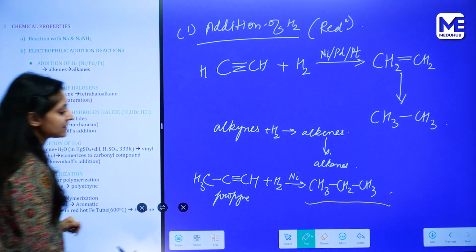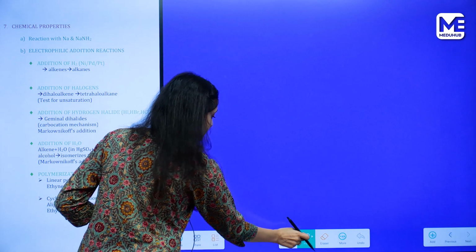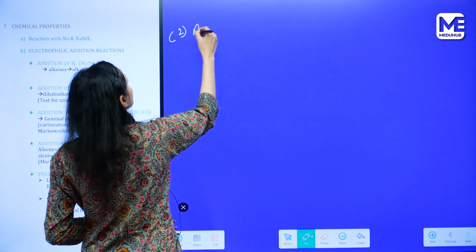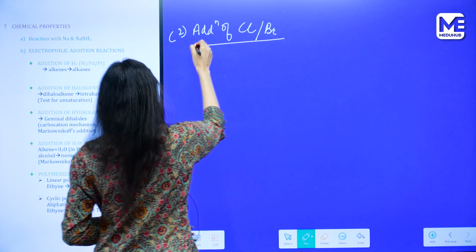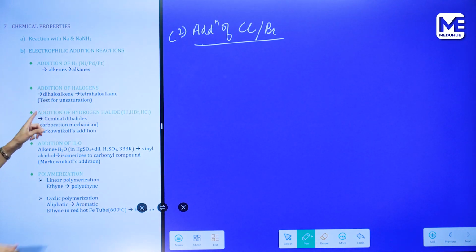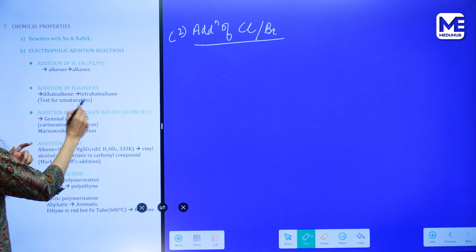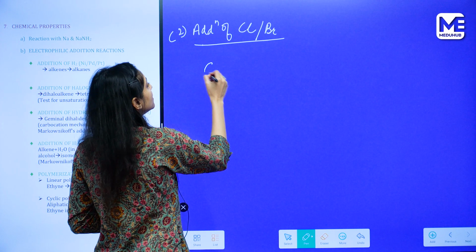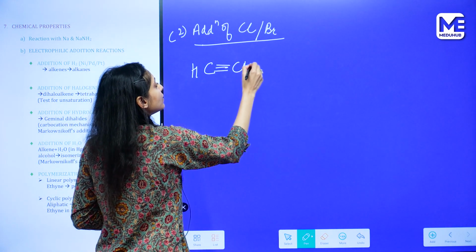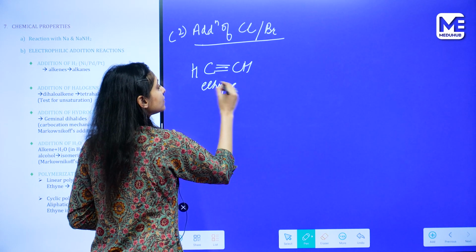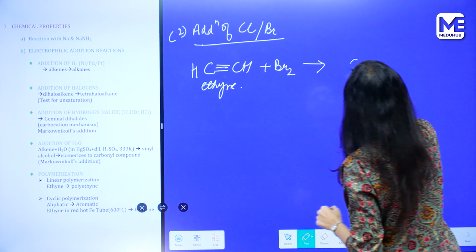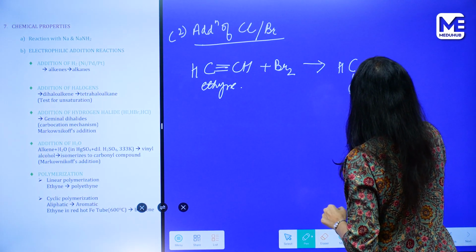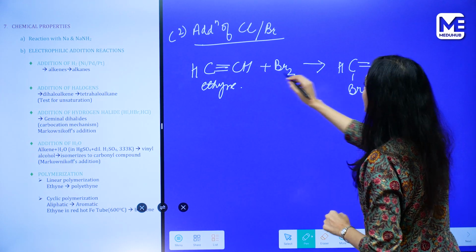Next is addition of halogens like chlorine or bromine. When chlorine or bromine are added, we get a dihaloalkene, and then further addition of another molecule of chlorine or bromine gives a tetrahaloalkane. Let us see. We have ethyne. We add bromine to it. First, we will get this.